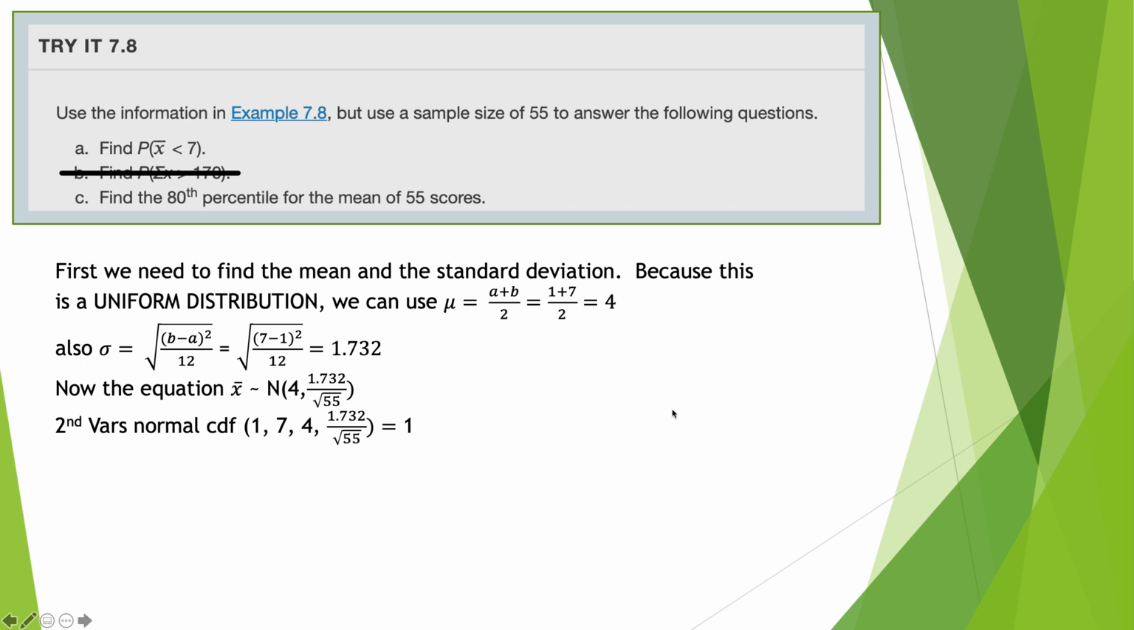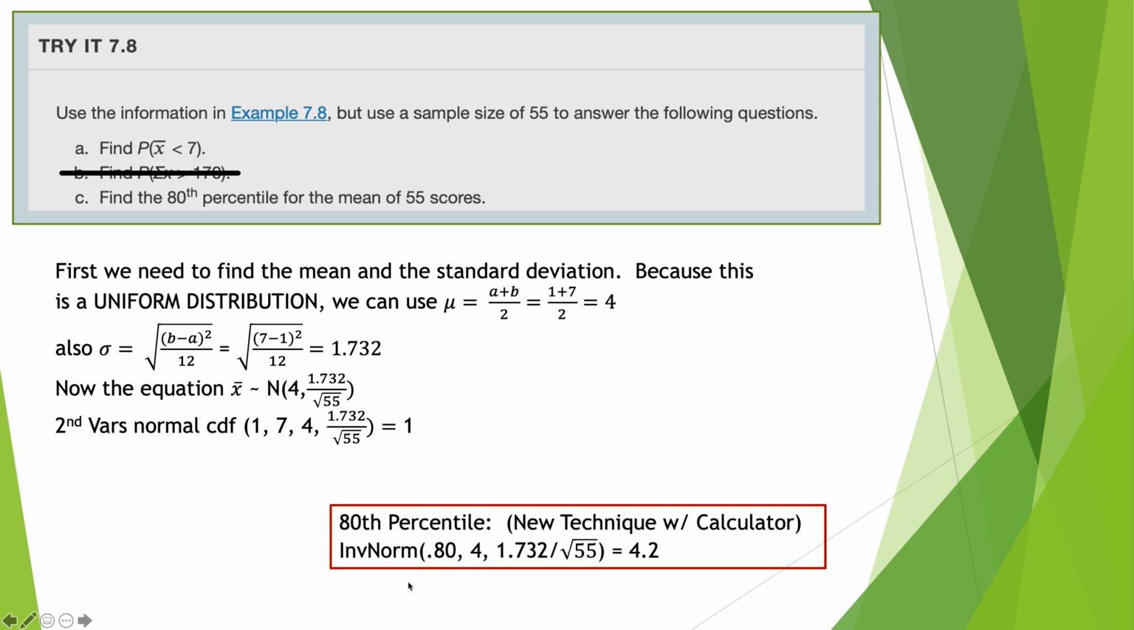What about finding the 80th percentile for the mean of 55 scores? Well, very similar, but this time you don't do second vars normal CDF, you do second vars inverse norm. Second vars inverse norm, 80th percentile, 0.80. Remember, convert to a decimal. The mean is 4, and then the same thing for the standard deviation, the sampling error. We get 1.732 over the square root of 55, and that gives me 4.2. So that would tell you that a score of 4.2 is going to be the 80th percentile.